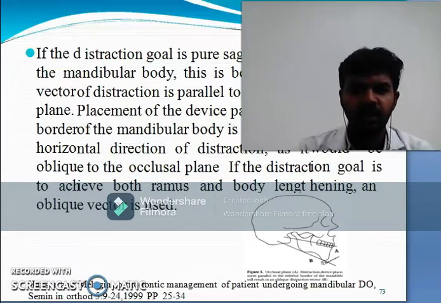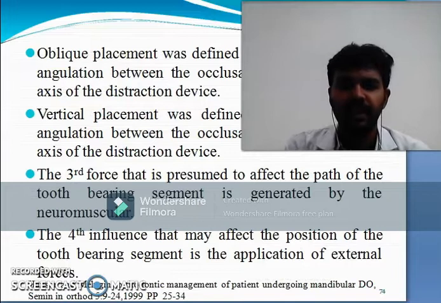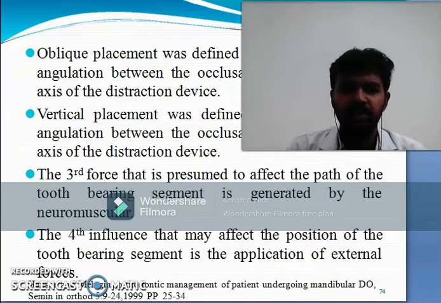If the distraction goal is to achieve both ramus and body lengthening, an oblique vector is used. Oblique placement was defined as greater than 90 degrees of angulation between the occlusal plane and the long axis of the distraction device. Vertical placement was defined as 90 degrees or less of angulation between the occlusal plane and the long axis of the distraction device.